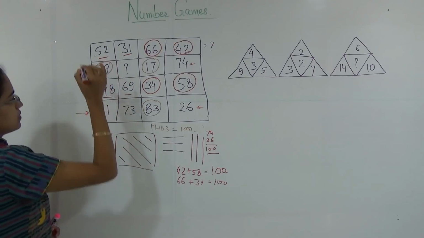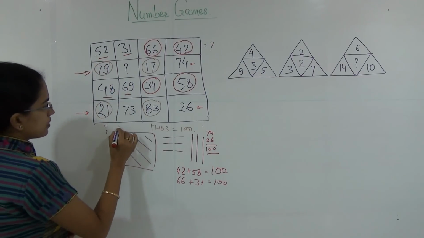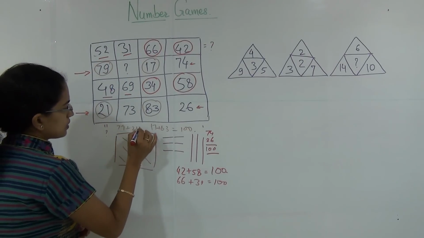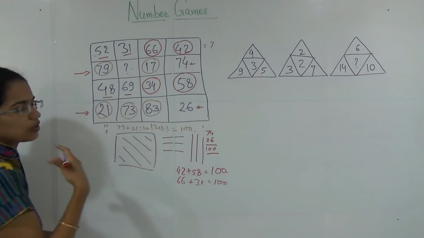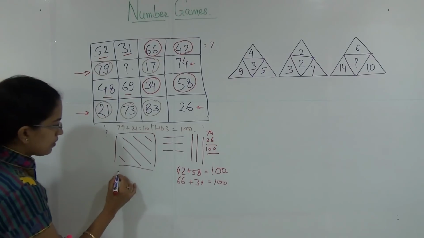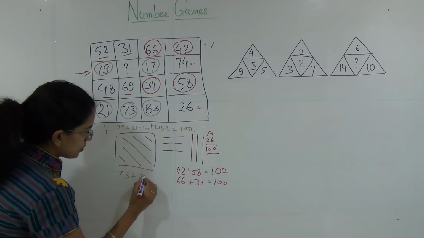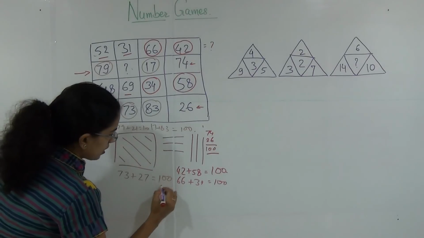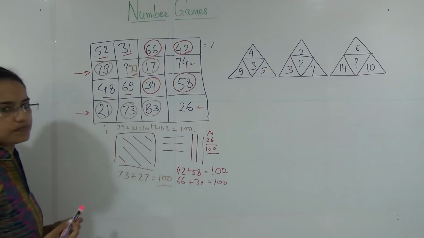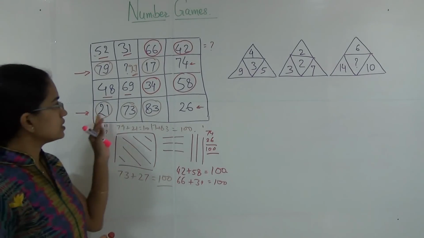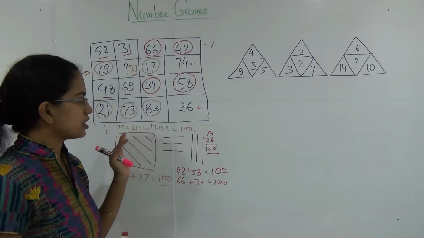Let me try for 79 and 21. So 79 plus 21 is again 100. That means 73 plus this number should also be 100. So if I add 73 with 27, that would give me 100. That means this number should be 27. So this is the first kind of question that we have discussed today.